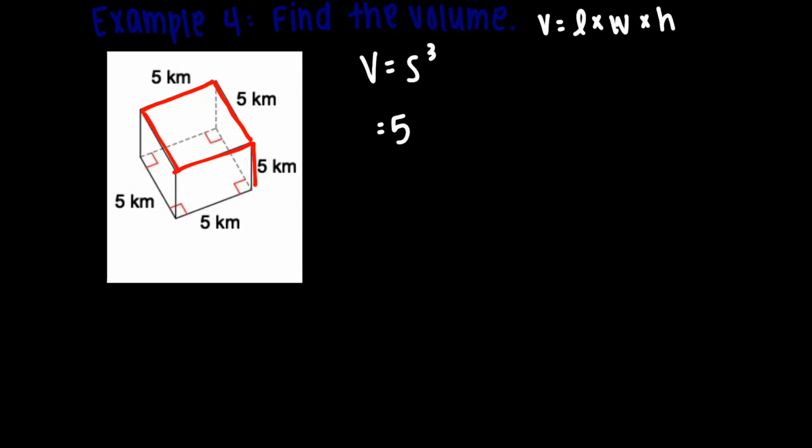So volume is equal to 5 cubed. We did this actually as our example for the cube. Not sure how it came back up. Remember, that's 5 times 5 times 5. When you plug that into the calculator, or if you already know it, you should end up with 125 kilometers cubed as your volume for this cube.